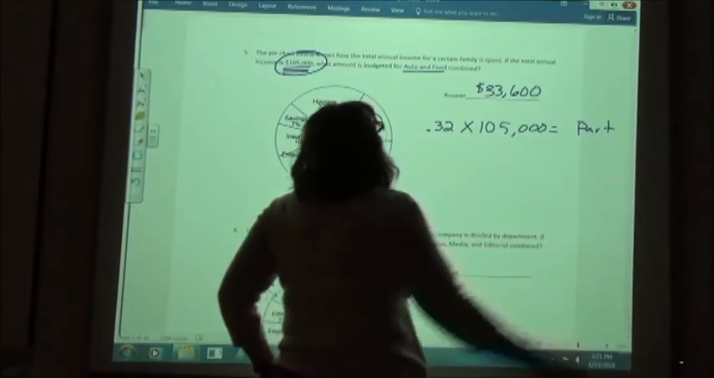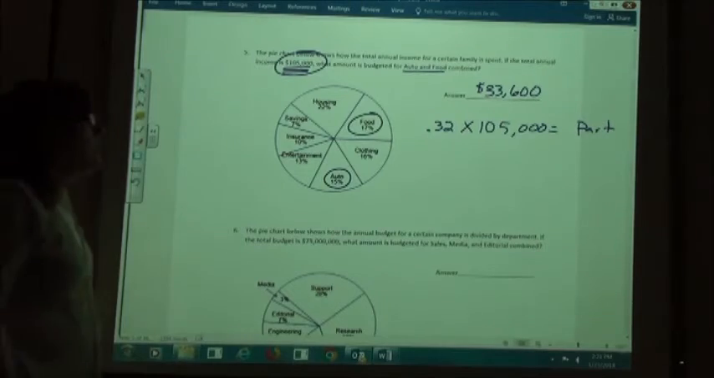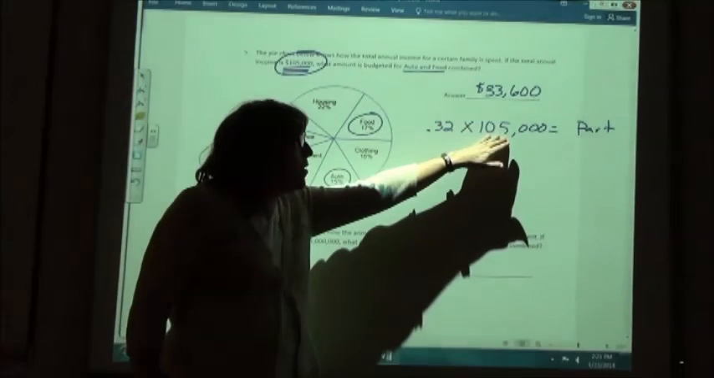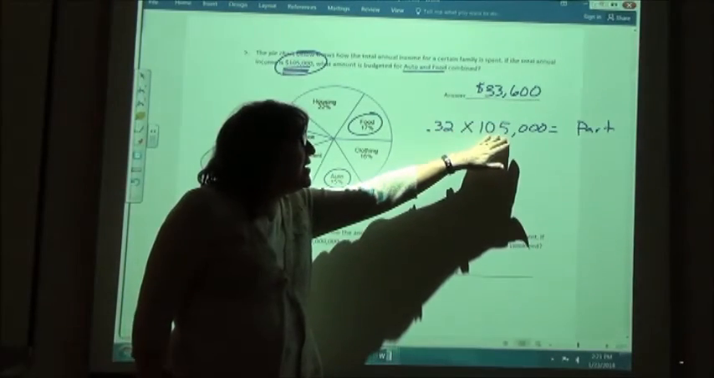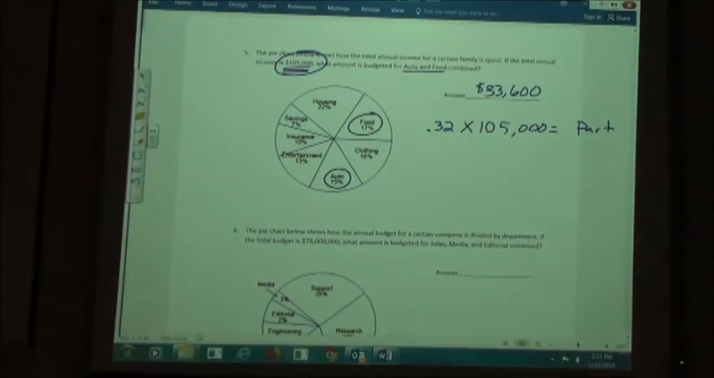33,600. They're not going to have you do any rounding. Should get $33,600. So my total was $105,000 for my income. I spent $33,600 on food and auto.